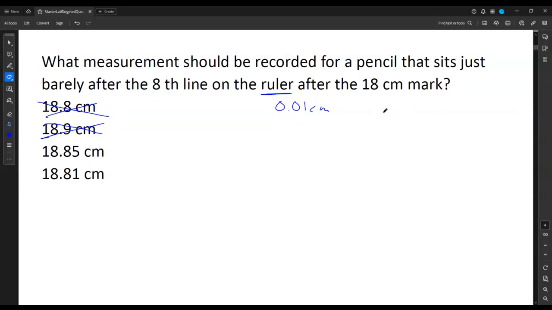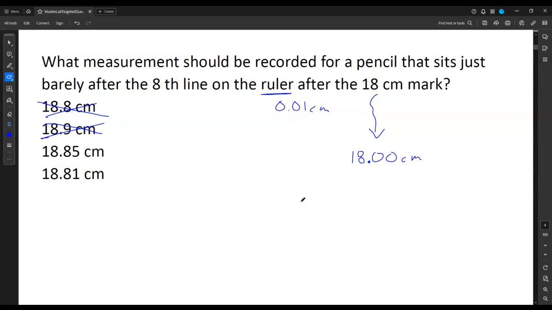Okay, so let's think about this right quick. If I have some measurement that is somewhere after the 18 centimeter mark, then you want to think about the centimeters almost like dollars. Think about money. So if it were perfectly on the 18 centimeter mark, it would be 18.00 centimeters. That is almost never going to happen, but that's what the measurement would be if it did.